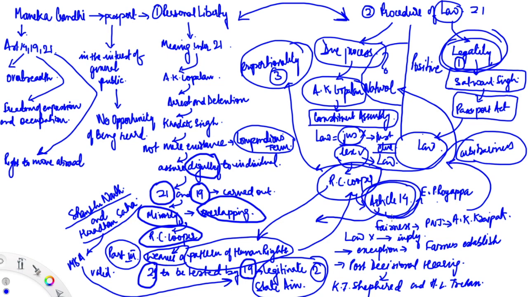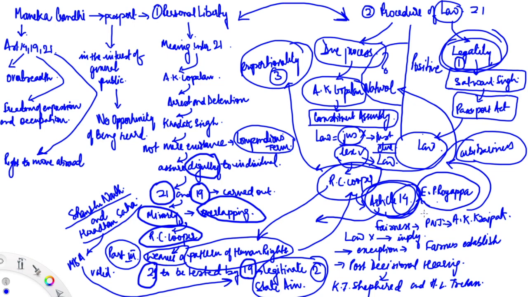Now, what is the ground under Article 14? That ground is given under E.P. Royappa's judgment, E.P. Royappa versus State of Tamil Nadu. In this case, it was expressly stated that anything which is arbitrary is against the right to equality and therefore against Article 14. Now, we have referred to the arbitrariness under Article 14 in very detail.